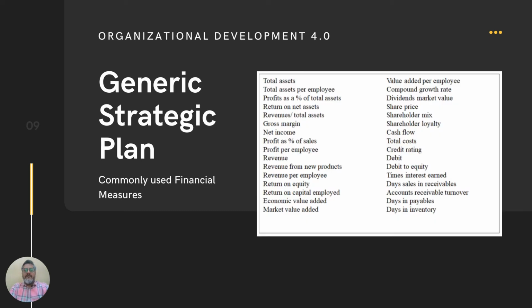Now, let's also have a look at various commonly used financial measures. So there's a huge list here: total assets per employee, return on net assets, gross margins, revenue on new products, return on capital employed. So there can be any measure, depending on which line of business you are into and how you want to go ahead with that. But financial perspective does play a vital role in a strategic plan.